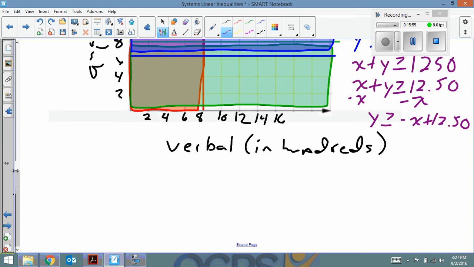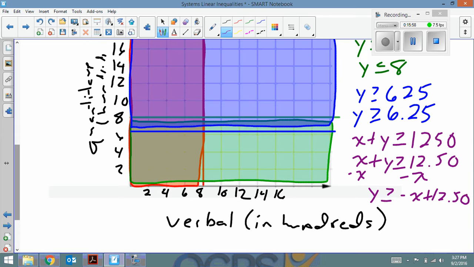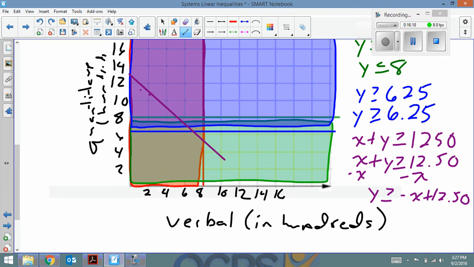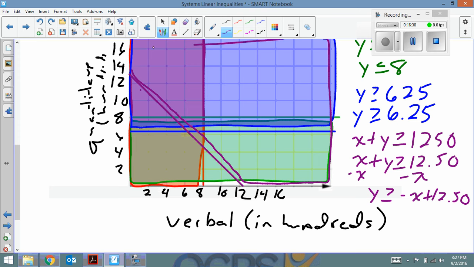So we're going to start at 12.5 on our y-intercept, and then we're going to go down 1, to the right 1, which would be about there, and then there. So we have some points, and graph this line. It'll be something like that. And it says when is y larger? Y is larger above this line, so everything above it on the y-axis.